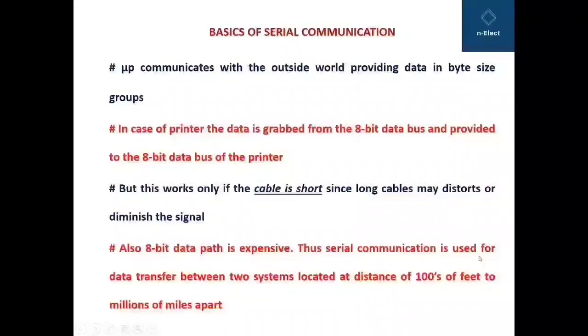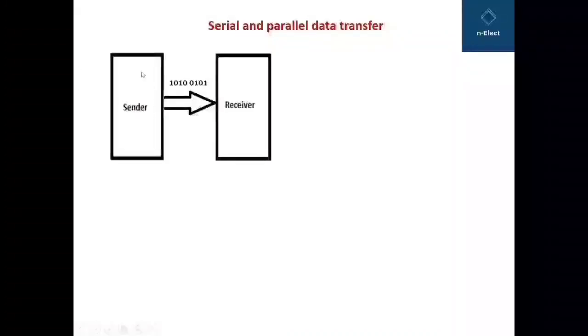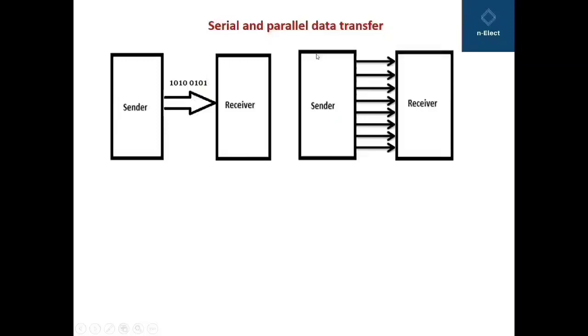Thus, serial communication is used for data transfer between two systems located at a distance of hundreds of feet to millions of miles apart. Now here we are going to see serial and parallel data transfer. From the figure, you can see how serial data transfer is done. Data is sent serially, bitwise, and it is received also bitwise at the receiving end. While in parallel data transfer, you can see a number of bits are transferred at a time from the sender and a number of bits are received at a time by the receiver.